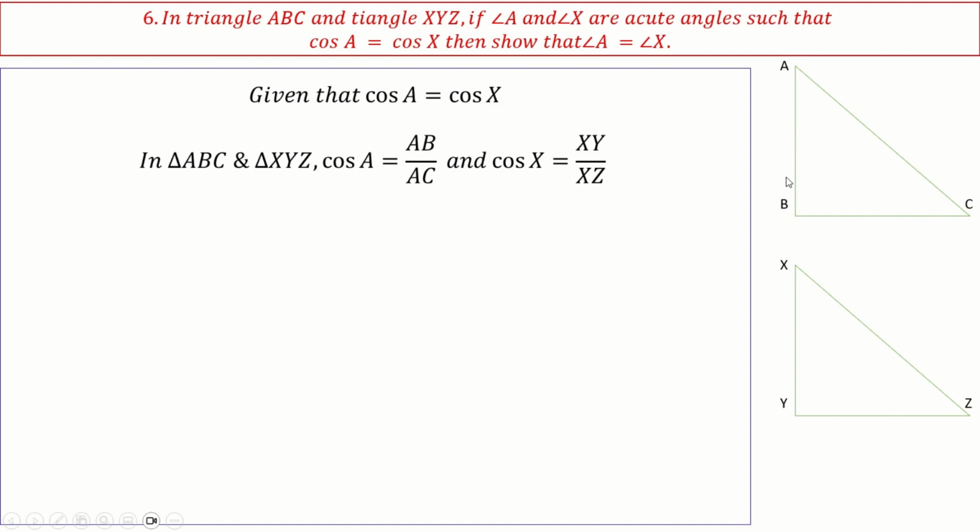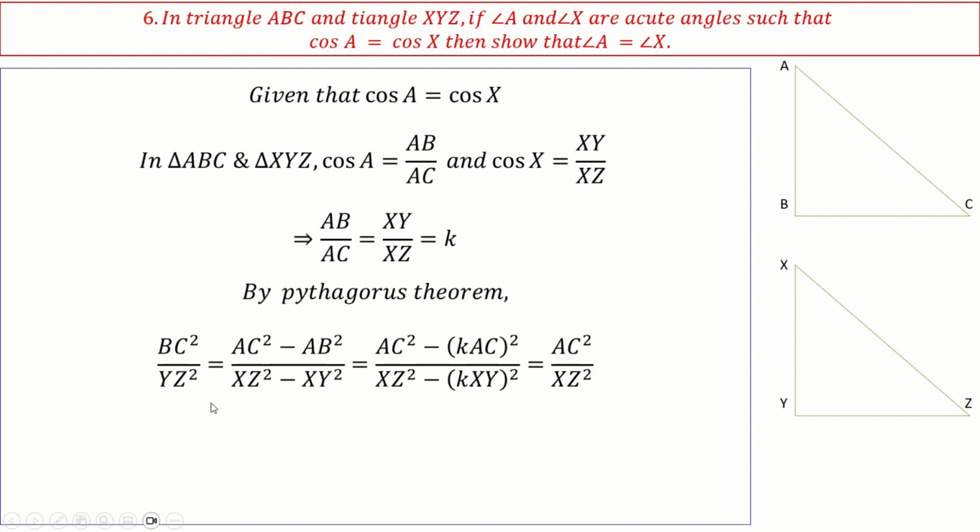Cos A is nothing but AB by AC. Cos X is XY by XZ. Now this ratio, let's call it k. Then from Pythagoras theorem, BC square by YZ square equals AC square minus AB square divided by XZ square minus XY square. So you will get finally AC square by XZ square. So the ratios of corresponding sides are the same in these two right angle triangles, which means these two triangles are similar triangles. Once you know that these two are similar triangles, the angles are the same. So angle A equals angle X.